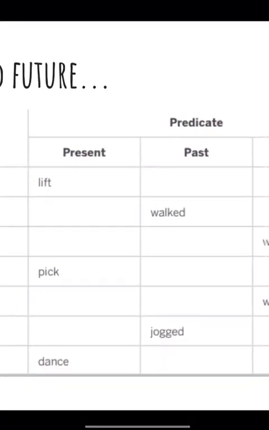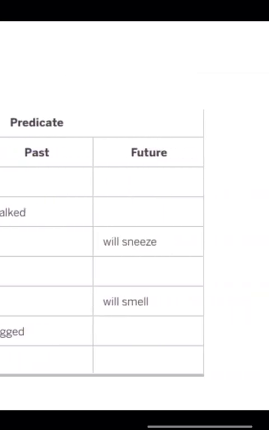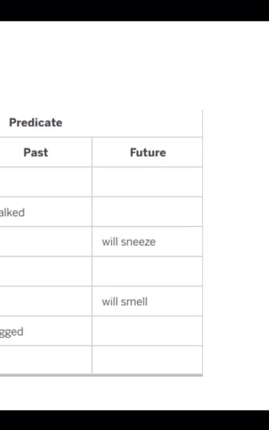Okay, they gave us the word walked, and that is past tense. It's in the past tense column. What is the present tense of walked? If you said walk, you are correct. That goes under the present column. Okay? Next, future. How do we make walked future tense? If you said will walk, you are correct.